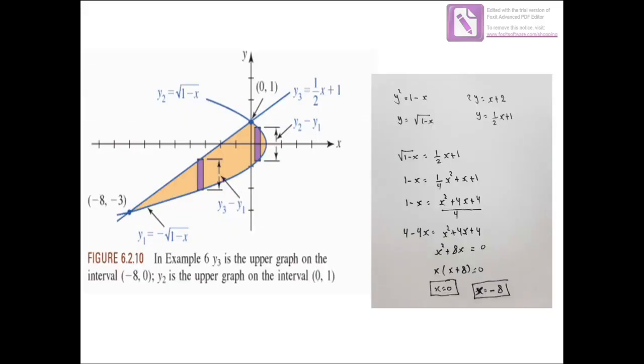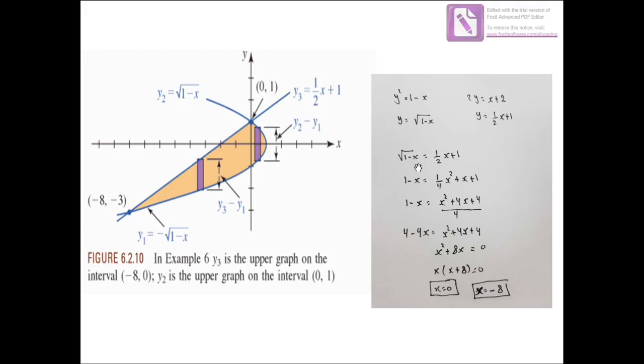To know what is the point of intersection, here we have y squared is equal 1 minus x, so that means y is equal plus or minus root 1 minus x. 2y is equal x plus 2, so that means y is equal half x plus 1. So now to solve these two for y, we need to put them equal and then solve for x.